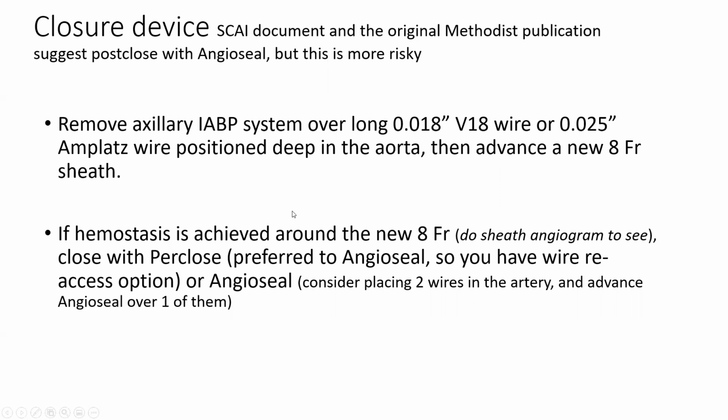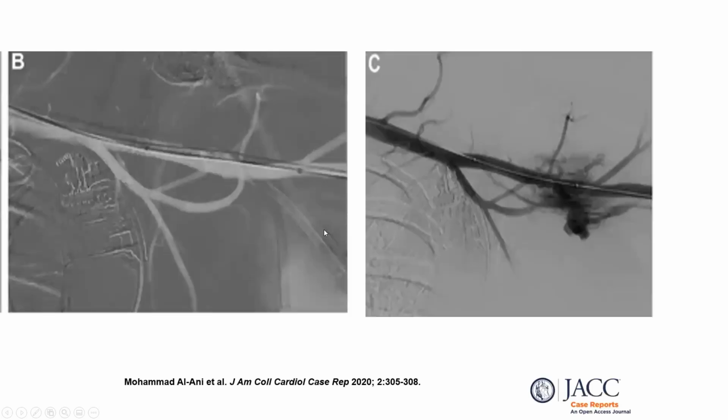into that axillary artery. So you remove the axillary balloon pump system over a 0.25 or 0.18-inch wire positioned deep in the aorta, then you advance a new 8 French sheath over this wire if hemostasis is achieved around the new 8 French. And that's the limiting step, because you may not achieve hemostasis. As I said, the flared balloon creates a hole potentially bigger than 8 French. But if hemostasis is achieved around the new 8 French, the way you verify is you put that new 8 French sheath in and you do a sheath angiogram, you see if there is a leak and bleeding around it.